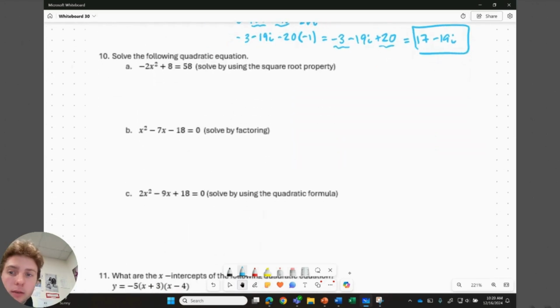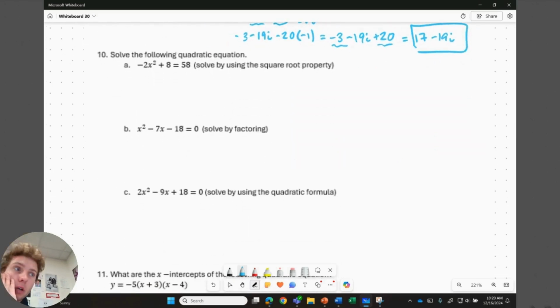Let's look at number 10. Number 10 says solve the following quadratic equations. Depending on what your quadratic looks like determines how you solve it. This first one says use the square root property. That just means get the x by itself.